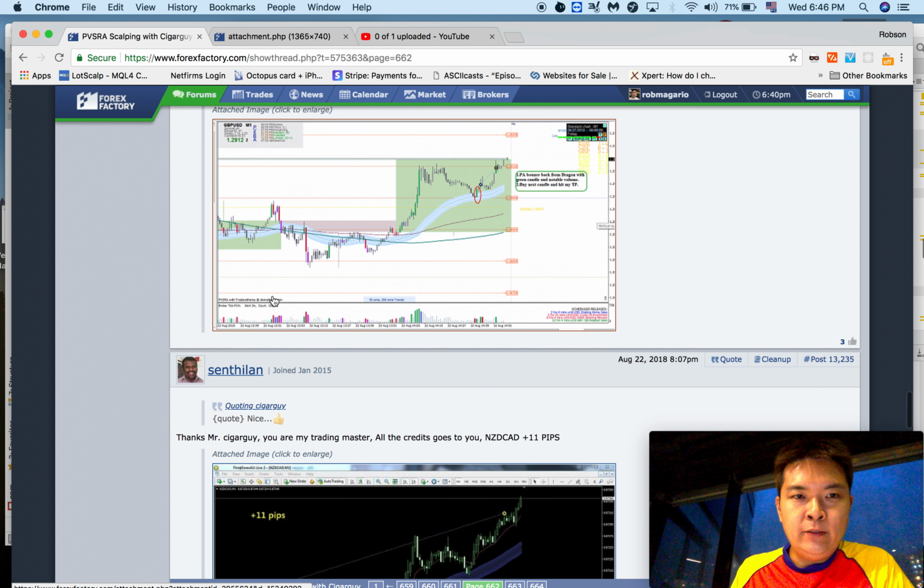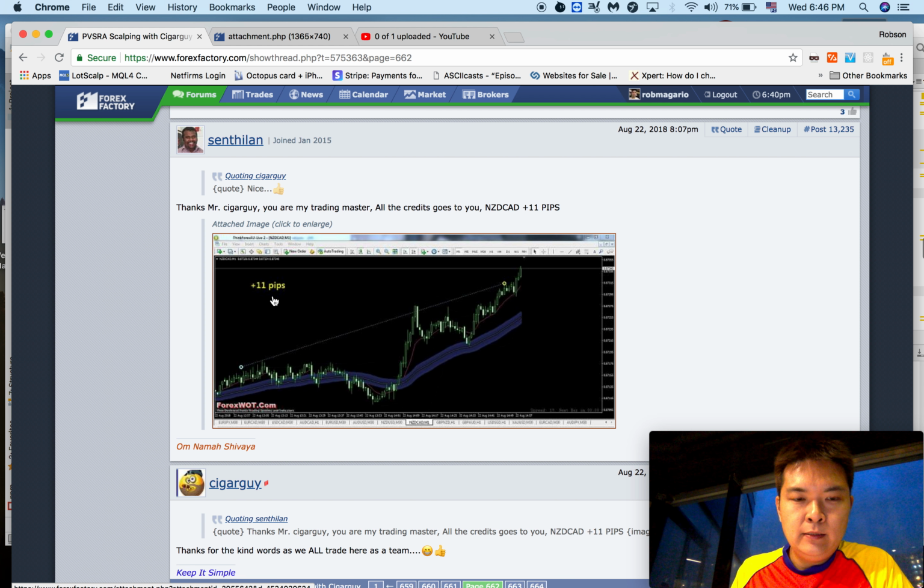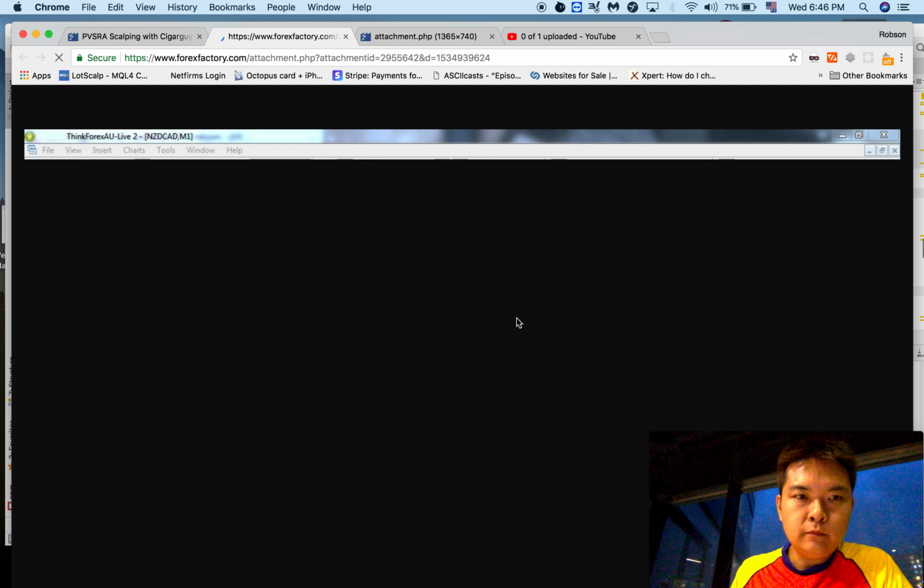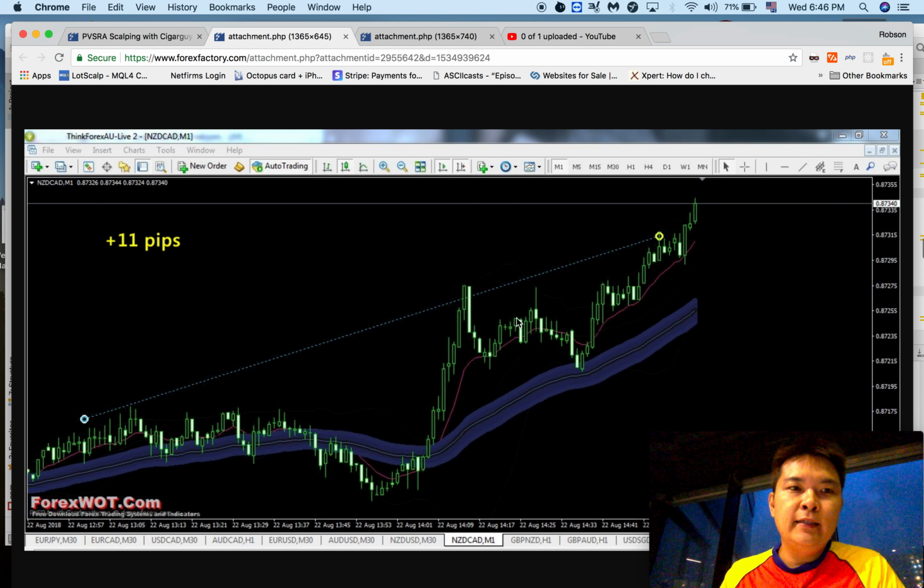This is another trade that he did. It's the NZD CAD, the New Zealand dollar and the Canadian dollar pair, on the M1.